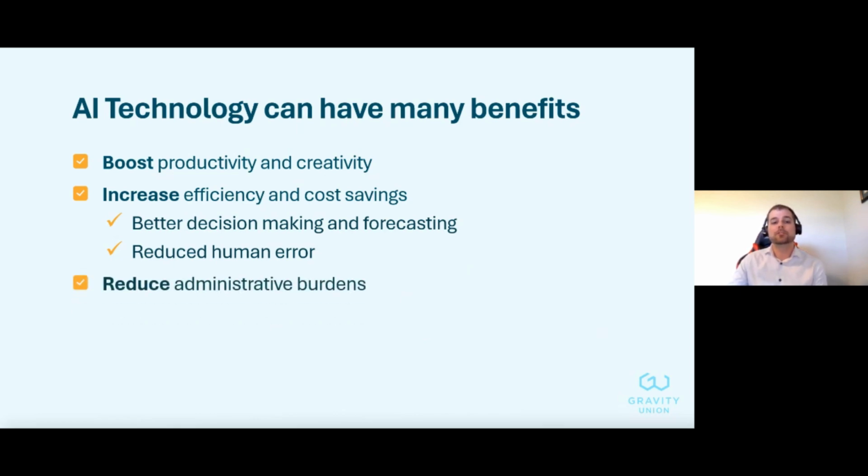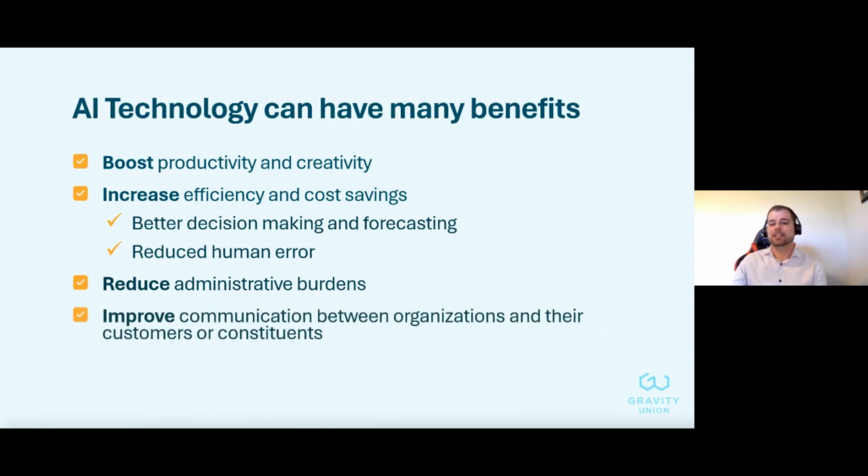We can reduce simple administrative burdens. So, hey, someone writing up meeting minutes after a meeting. Well, maybe we can use Copilot or generative AI in order to make those meeting notes for us or generate that summary of that meeting. Maybe we can reduce some of that manual data entry because we're now using AI to pull that information out.